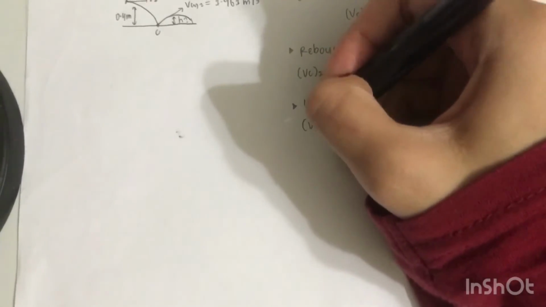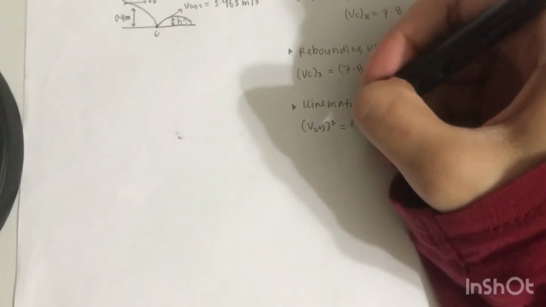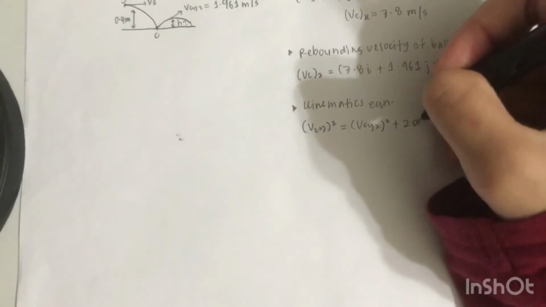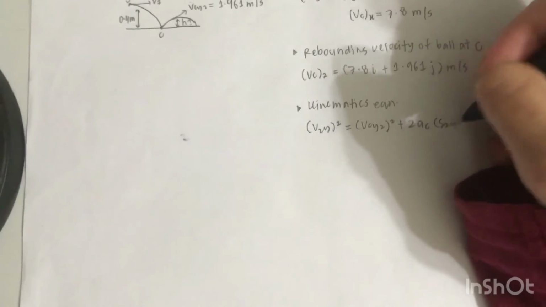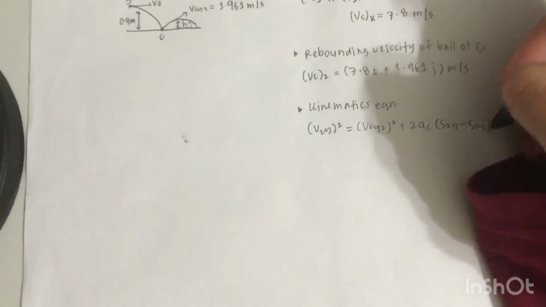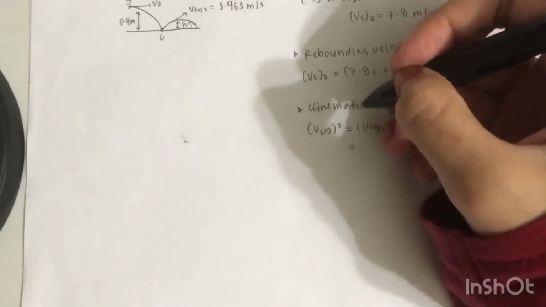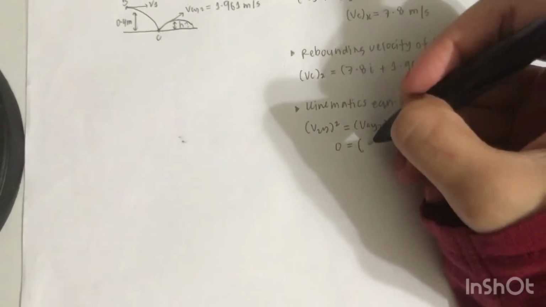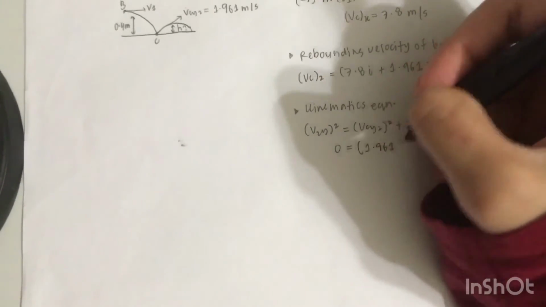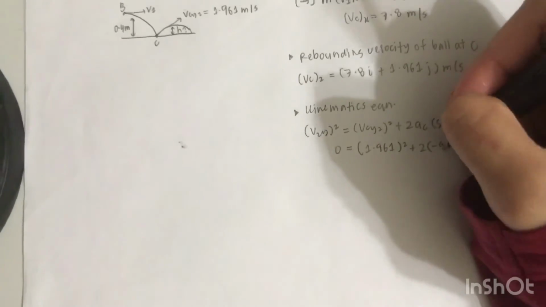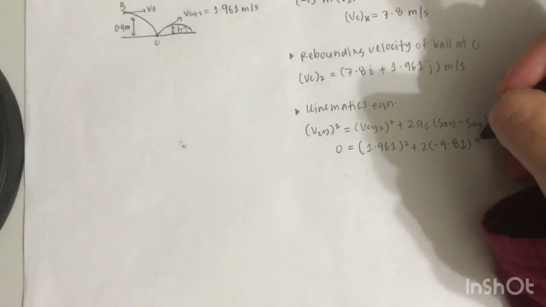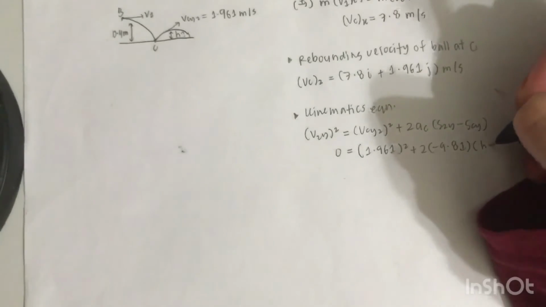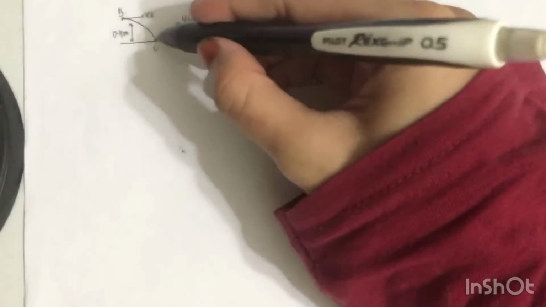So V2y squared equals VCY2 squared plus 2 times constant acceleration times s2y minus scy. V2y is 0 and VCY2 is 1.961 squared plus 2 times negative 9.81, and s2y is h minus scy, which is 0.